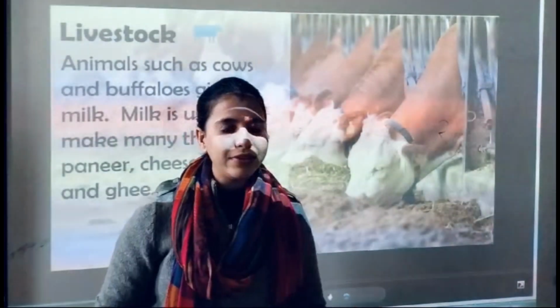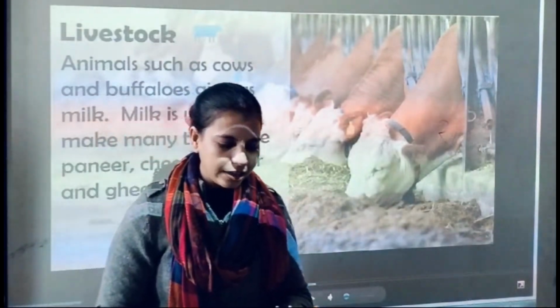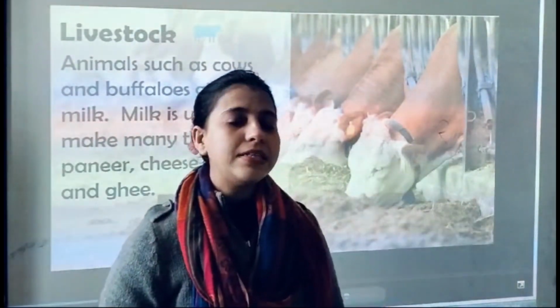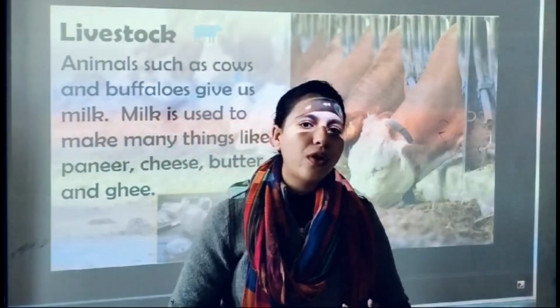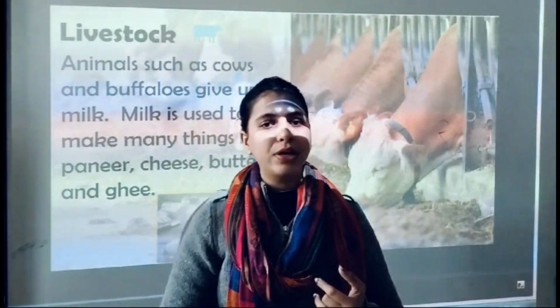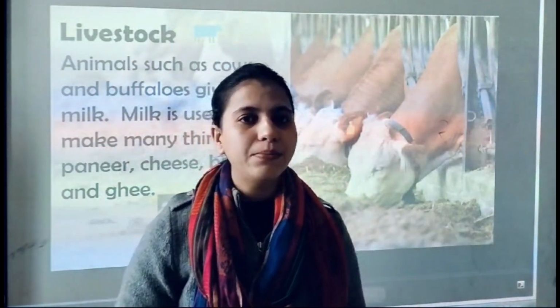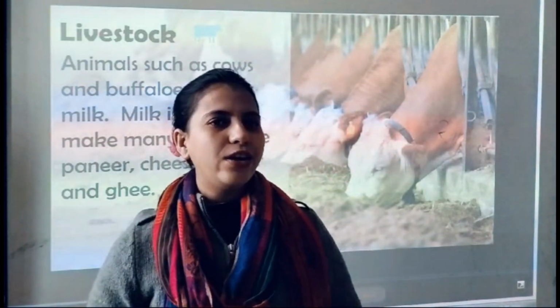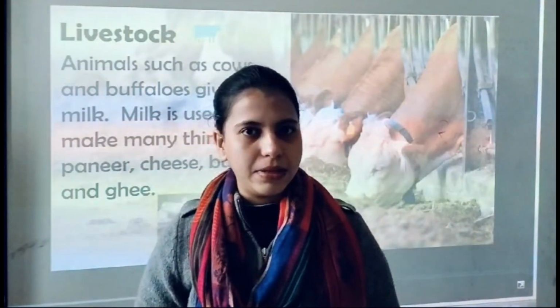Now the second type is the oxen animals. What are oxen animals? Oxen animals are those animals which are used for ploughing the field and pulling the carts. So these kinds of animals are called oxen animals, right?